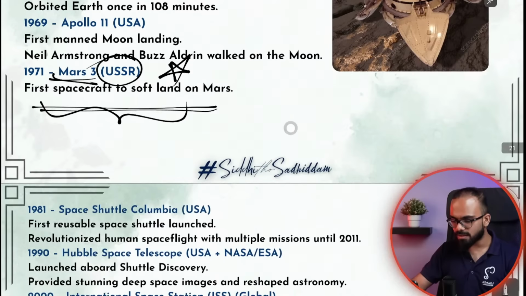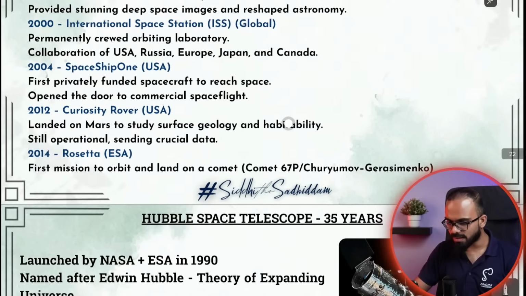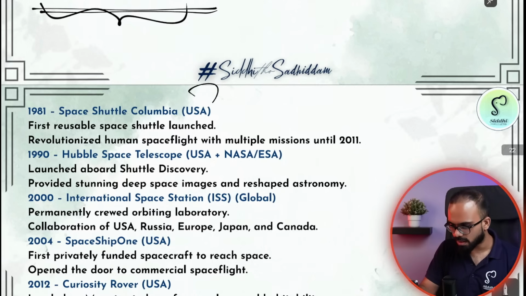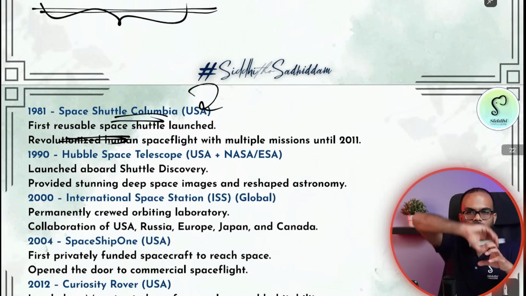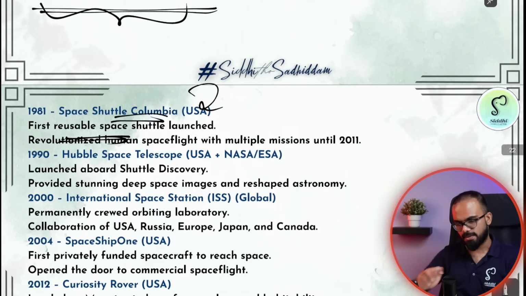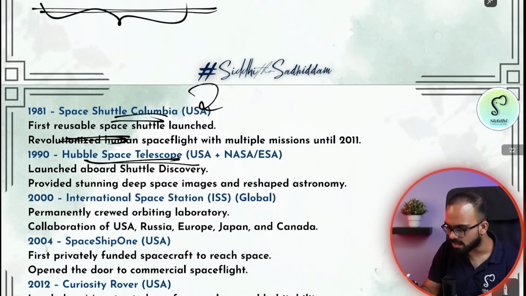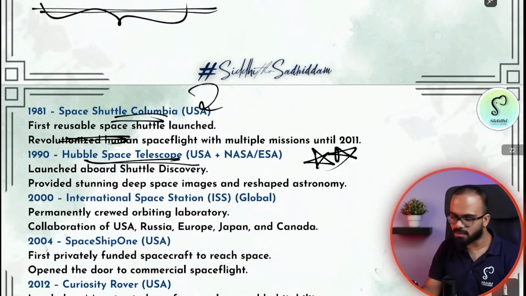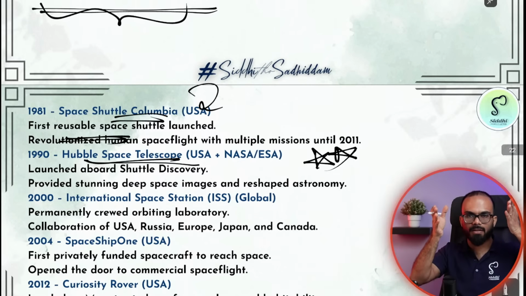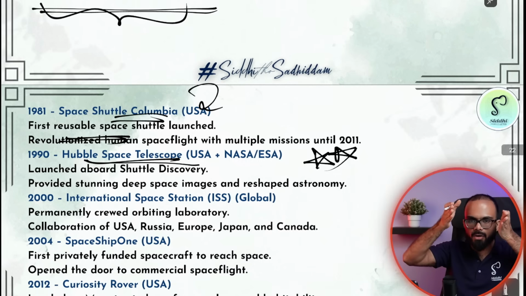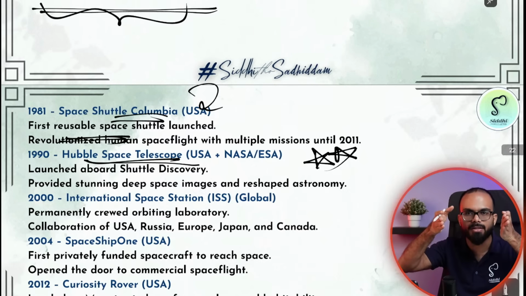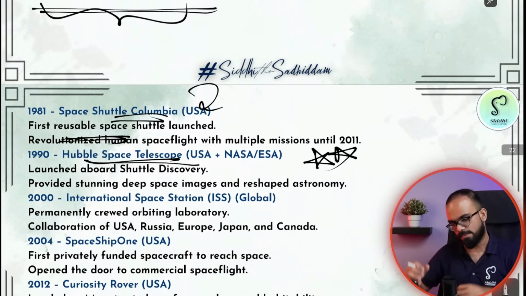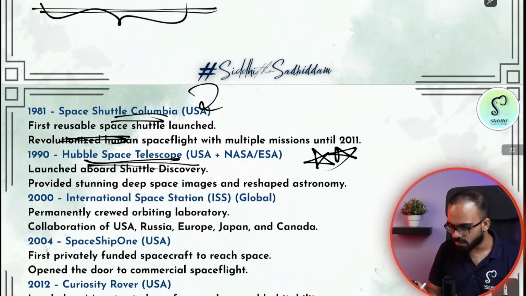in 1971. Next, there is one space shuttle by USA. Columbia is the first space shuttle. It's a reusable one. It goes and it comes back to the Earth's surface. Then we have Hubble Space Telescope. This is also important. Hubble Space Telescope is a very big space telescope. It looks at the Earth, takes a lot of pictures, and sends them back to the Earth's surface.